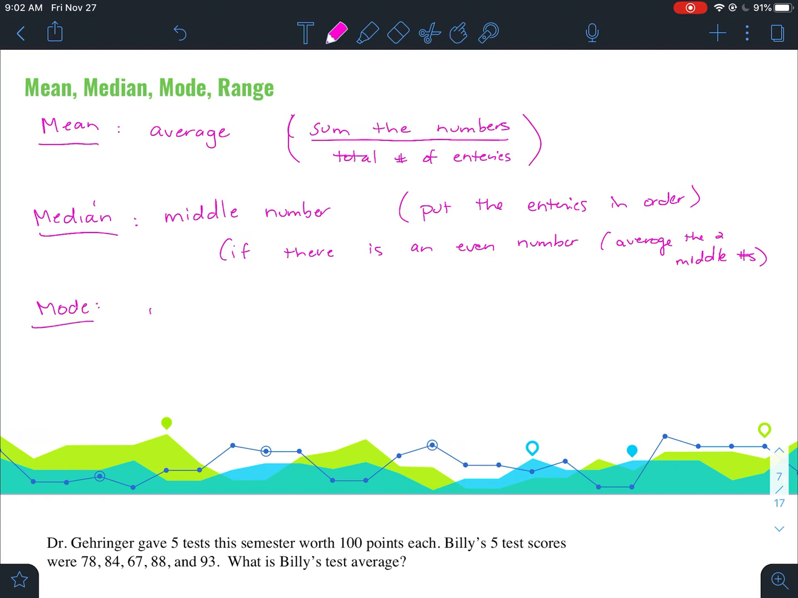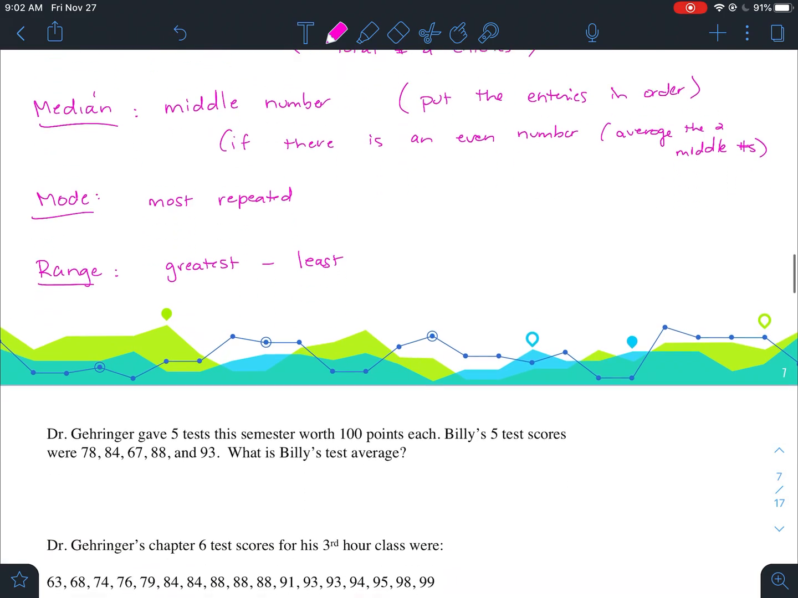The mode is the most repeated data element. If there is a data element that's repeated more than any others, that's called the mode. And then the range is how far the data set spans. You take the greatest data point minus the least data point, the largest minus the smallest, and that will give you the range of your data set.